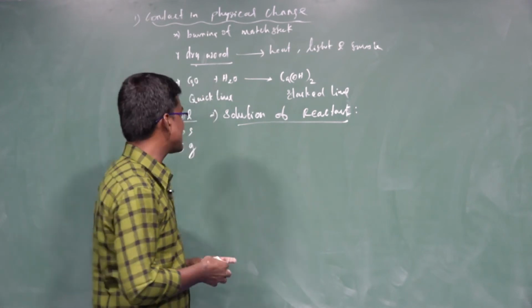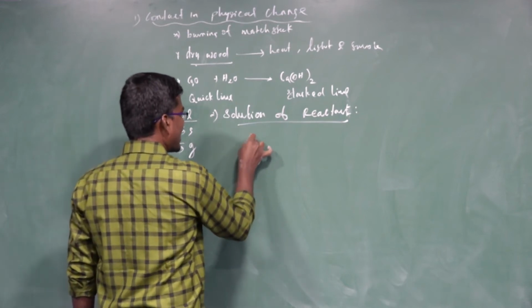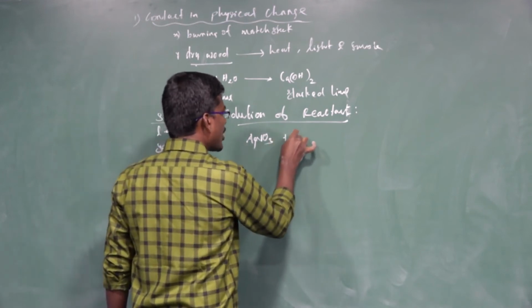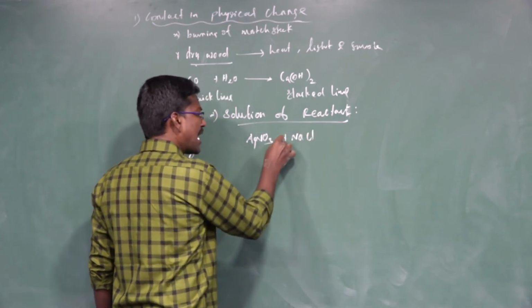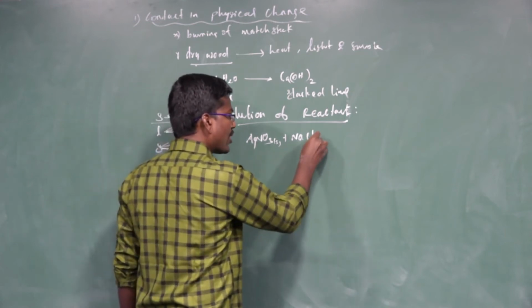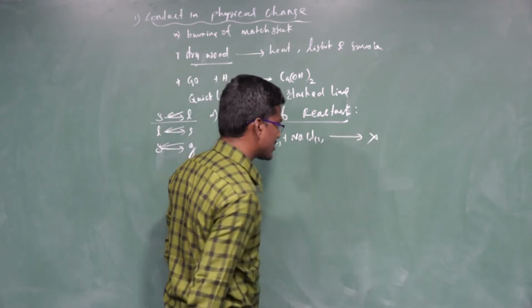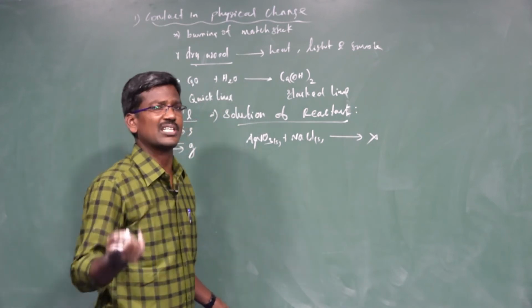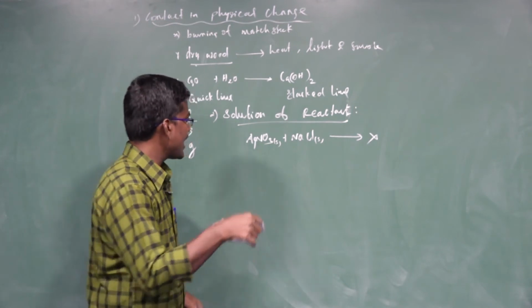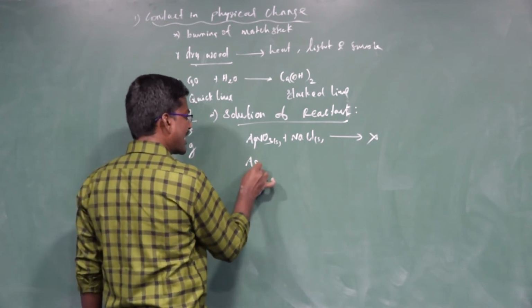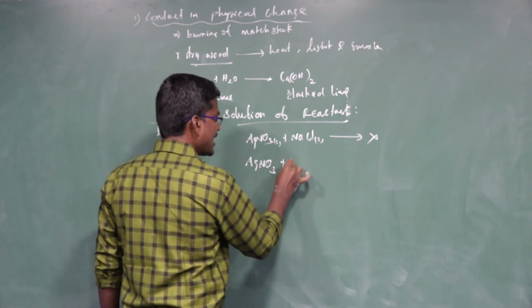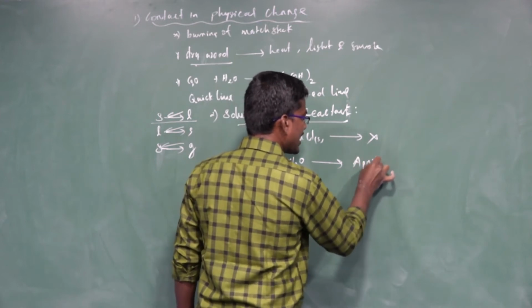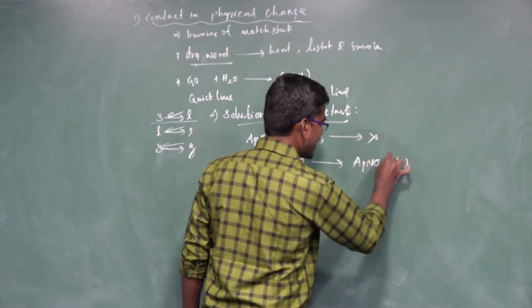For example, silver nitrate, AgNO3, reacts with sodium chloride, NaCl. When the solid form of silver nitrate is mixed with the solid form of sodium chloride, no reaction takes place. Solid silver nitrate and solid sodium chloride do not react with each other. However, silver nitrate dissolved in water forms a silver nitrate solution, AgNO3 solution.